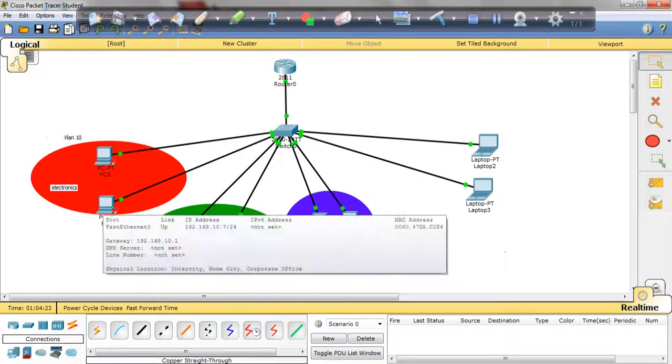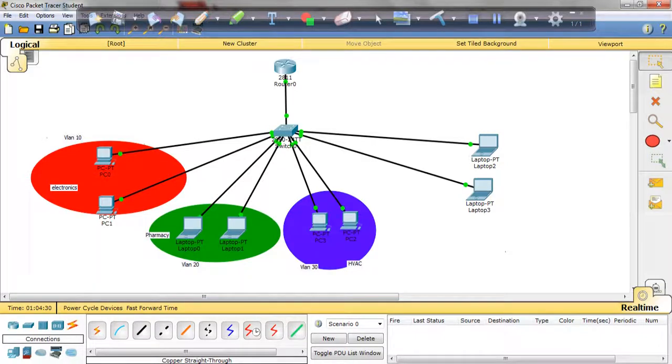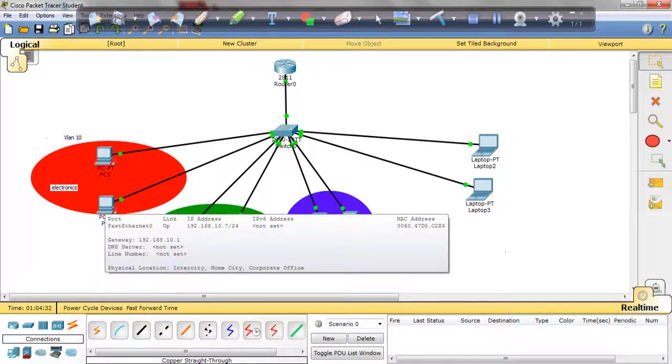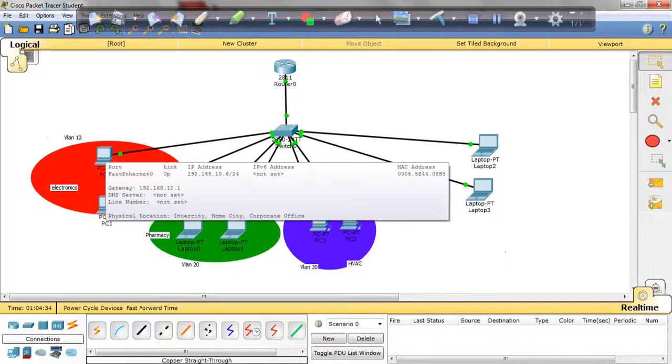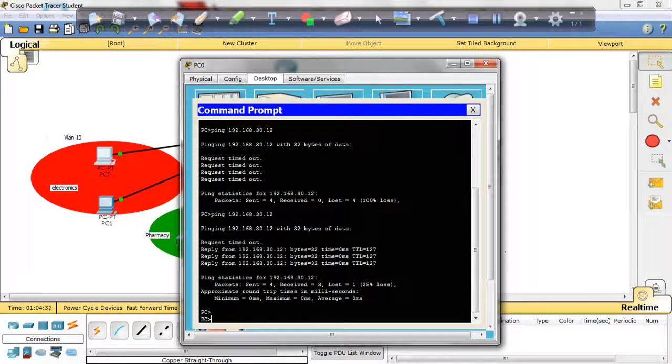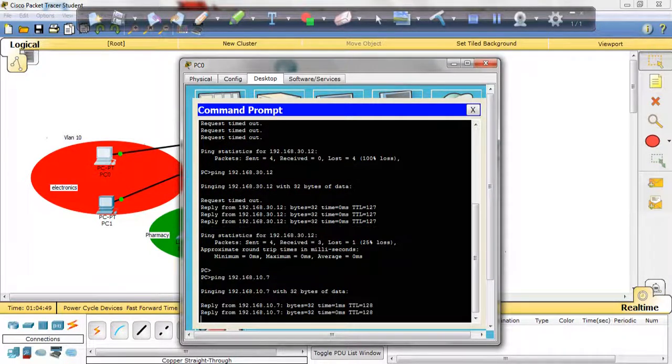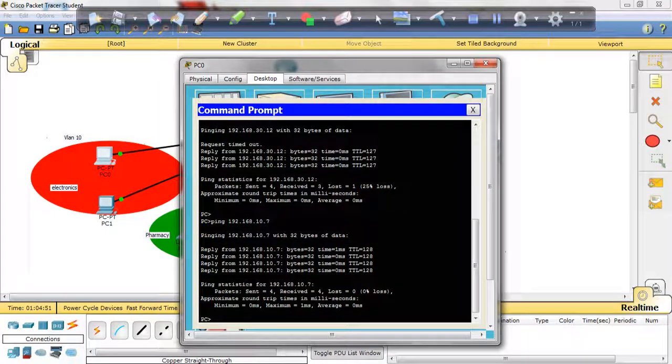Let's test that. So we have the red, the electronics. Alright, we have 2 PCs in the electronic VLAN. So I'm going to do a ping from one PC to the other, 128.8.10.7. And as you can see, the ping request is fine. The return times are good and everything. But let's try to ping outside that VLAN.